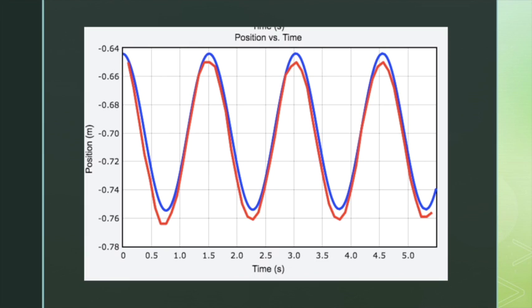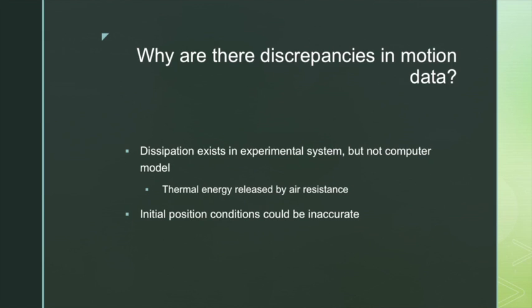This is a plot of the motion of the object in the experiment, in red, and the model, in blue, over time. Notice the discrepancies at the peaks and troughs of the curves. Why do these discrepancies exist? It could be due to dissipation due to drag force that takes place in the experiment. No drag force is present in the computer model, which is a completely closed system.